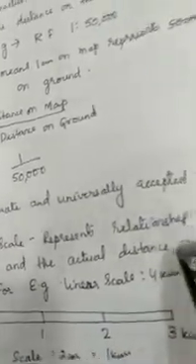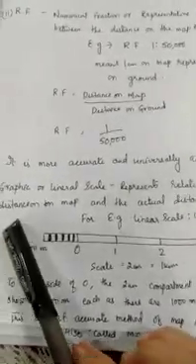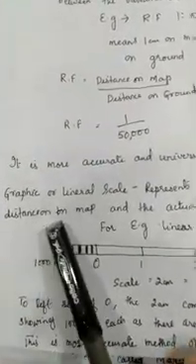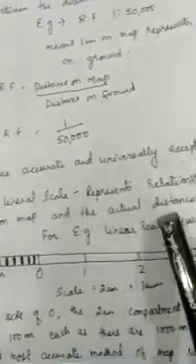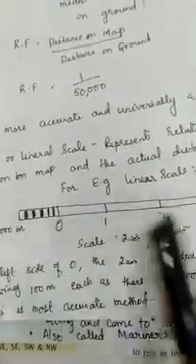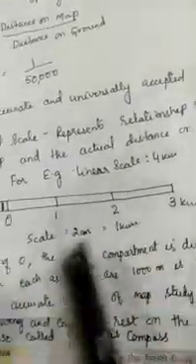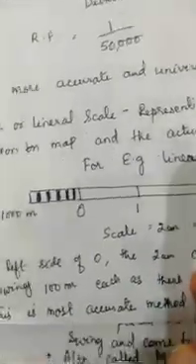Then graphic or linear scale. It represents the relationship between a particular distance on the map and the actual distance on the earth. For example, linear scale is equal to 4 centimeter. You can see a linear scale. It is graduated 0, 1, 2, 3 kilometers. Scale is 2 centimeter represents 1 kilometer.